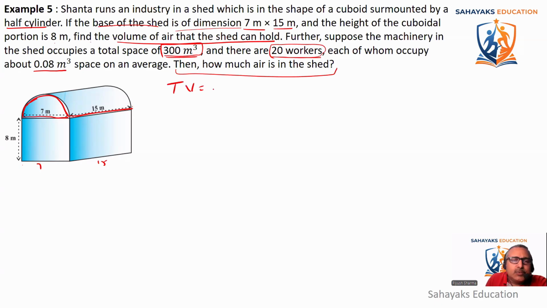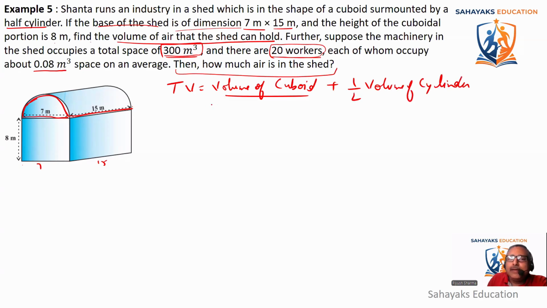So the total volume is equal to the volume of the cuboid plus half the volume of the cylinder. This is the total volume of the shed. Now, what is the volume of the cuboid? It is length into breadth into height. So length comes out to be 15, width comes out to be 7, and height comes out to be 8, plus half the volume of the cylinder, which is pi r square h.